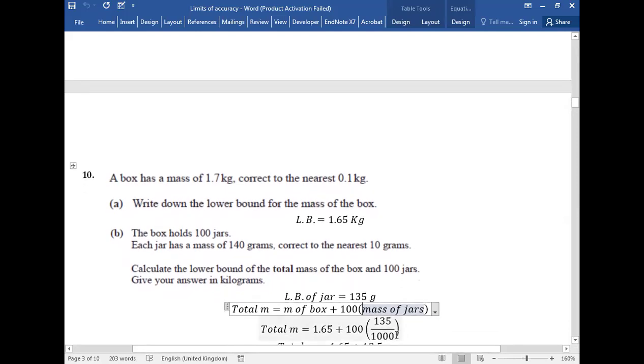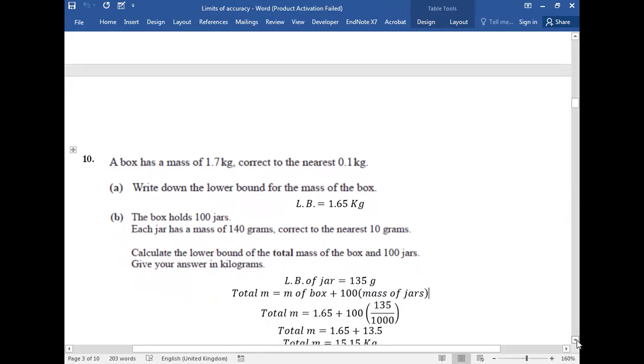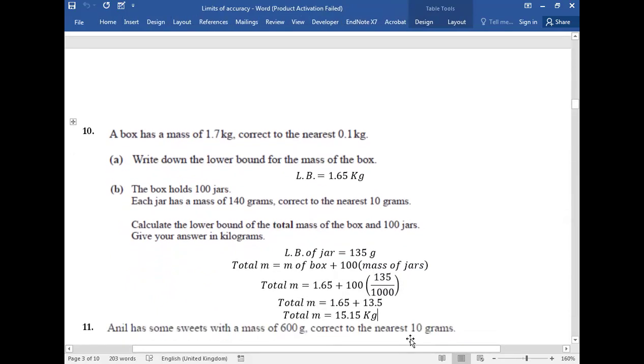कितना हो जाएगा ये? 0.135 लिख लें या 135 अपॉन 1000 लिख लें. आगे उसने cancel तो होना ही है ना 100 से multiply हो. So you can write 0.135 as well. Then you multiply it by 100. कितना आ रहा है बेटे? 13.5 kg. इसको add करेंगे 1.65 में. So what do we get? 15.15 kg.